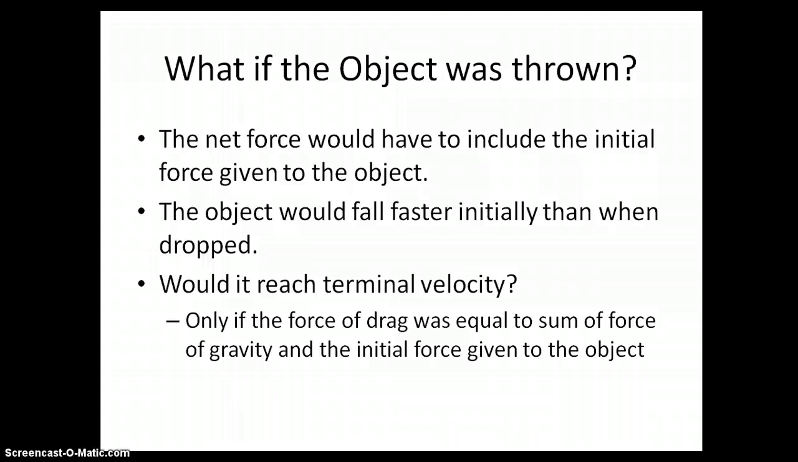But now the question is, what if the object did not start from rest but was thrown down? Well, the net force would now have to include the initial force given to the object, and the object would fall faster initially when dropped. Would the object ever reach terminal velocity? Yes, if the duration of the fall was long enough to allow for the force of drag to equal the sum of the force of gravity and the initial force. But for most objects that are thrown down a short distance, this will probably never occur.